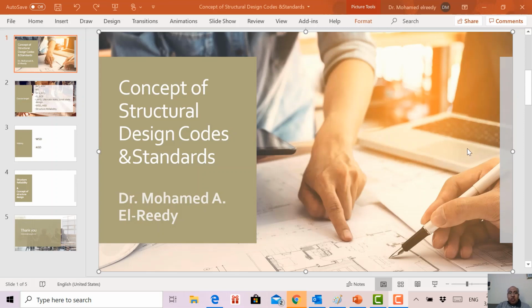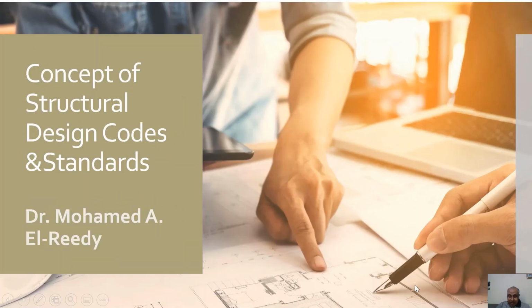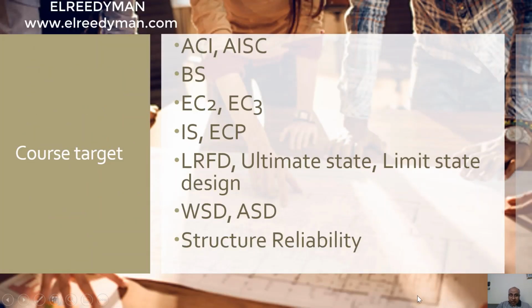We will discuss now the concept of the structure. What about the codes and the standards? What is the difference between the American code and the British standard? What about the ACI, American Concrete Institute, AISC, American Institute of Steel Construction, the American standards, the British standard for steel and concrete, EC2 and EC3 for the European standard, IS for India, ECP for the Egyptian code, and whatever any country's code, we need to make a difference between them.